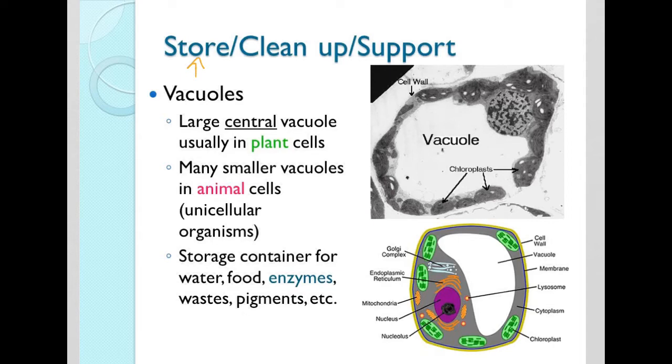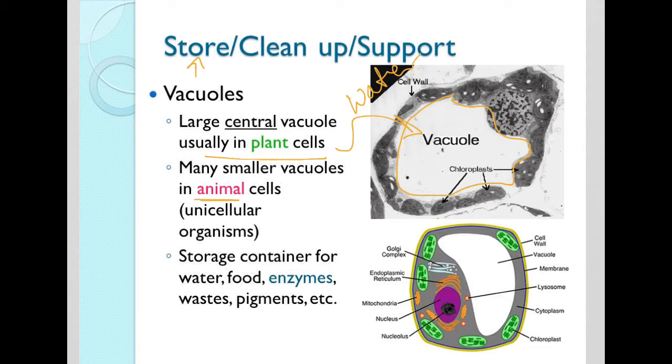There's a large central vacuole that exists usually in plant cells. So this is a plant cell, and as you can see, this massive open area is this vacuole. It's larger than the nucleus. It's pushing everything else to the side, interestingly. In plants, this will really be associated with holding water. However, animal cells can have vacuoles.